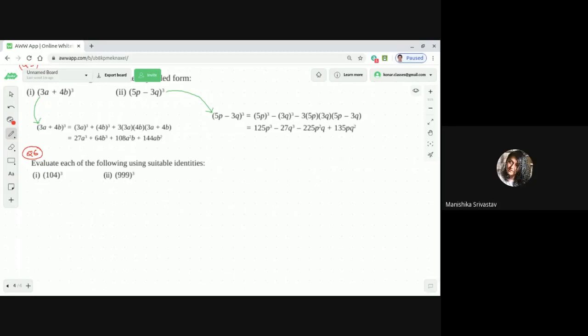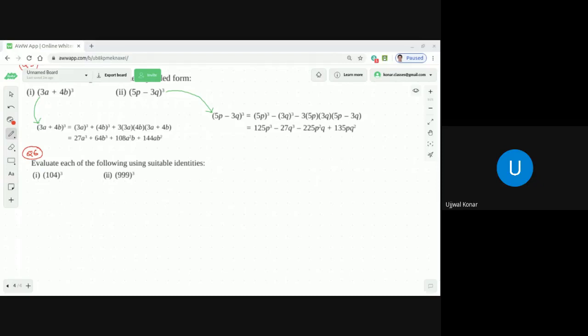Sir, is the answer 100216? For the value of 104 power 3? Not really. Sir, I got 1124864. One by one, please. Yeah, for the first one, it is 1124864. Correct.